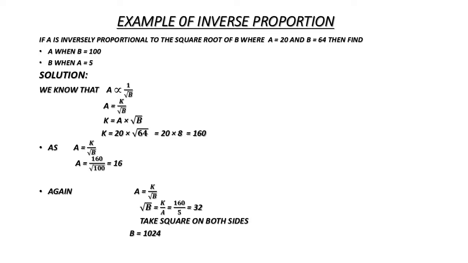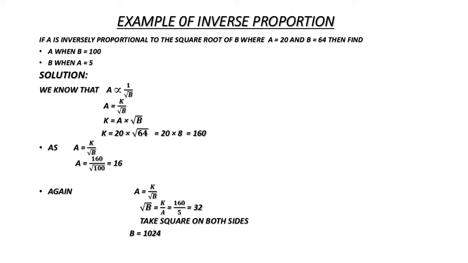Now the next point, find the value of b when a is 5, okay? Again we will take the same equation, a is equal to k over square root b. Now we want the value of b, so we will separate square root b on one side and all the other variables on the other side. Now we get square root b is equal to k over a. The value of k is 160, the value of a is 5. So 160 divided by 5, we get 32.